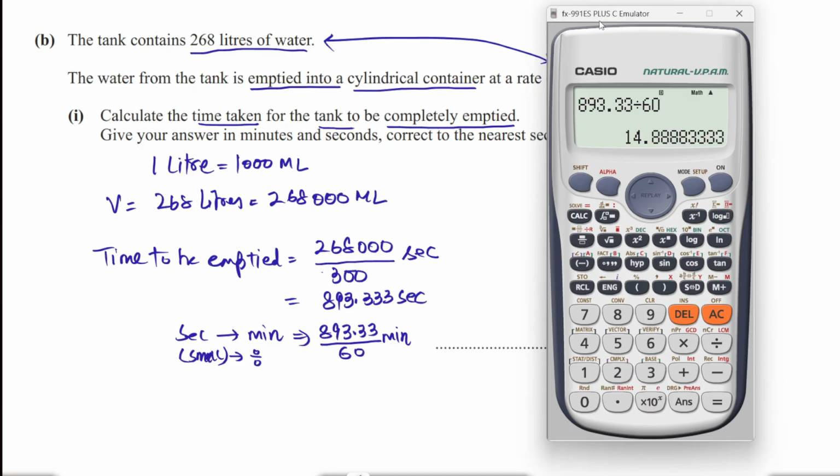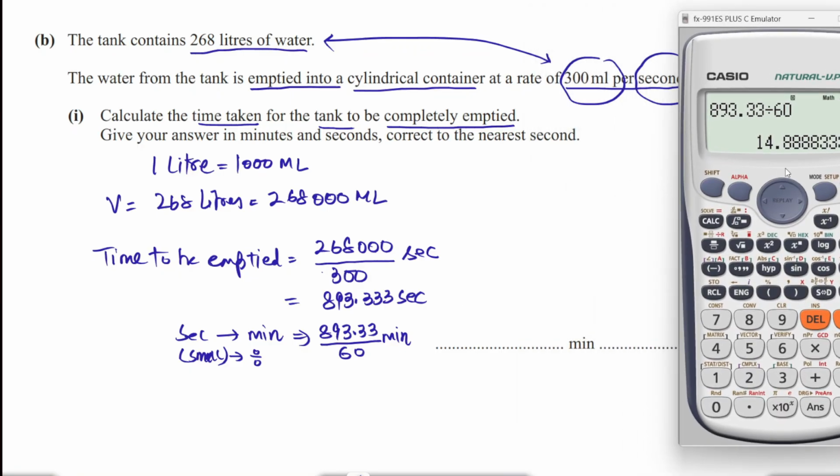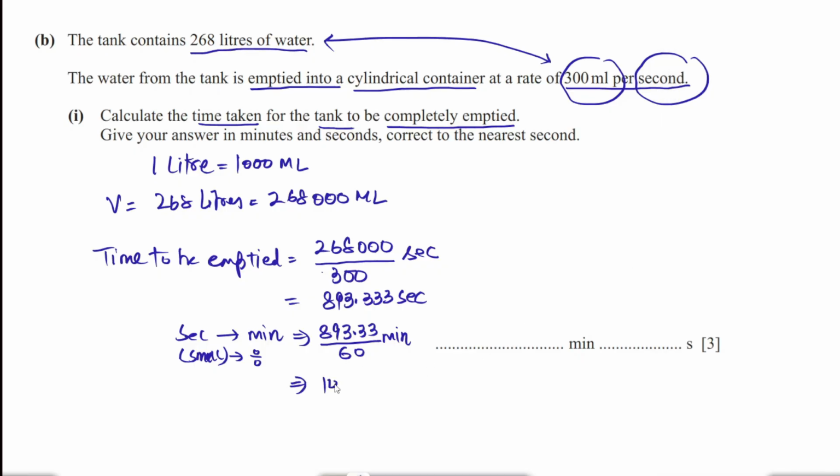So this gives you 14 minutes and 0.88 minutes. So the answer is 14.888 minutes. So do not assume this is a second. This is a part of the minute, 0.8 minute. Okay. So what we are having here, 14 minutes plus 0.888 minutes. Now we'll convert this thing into seconds.